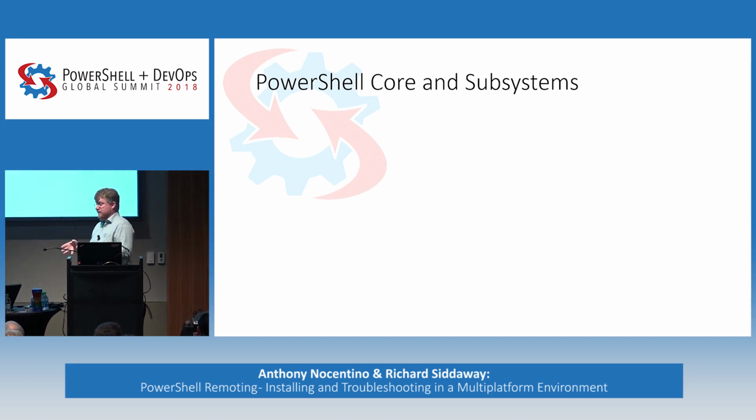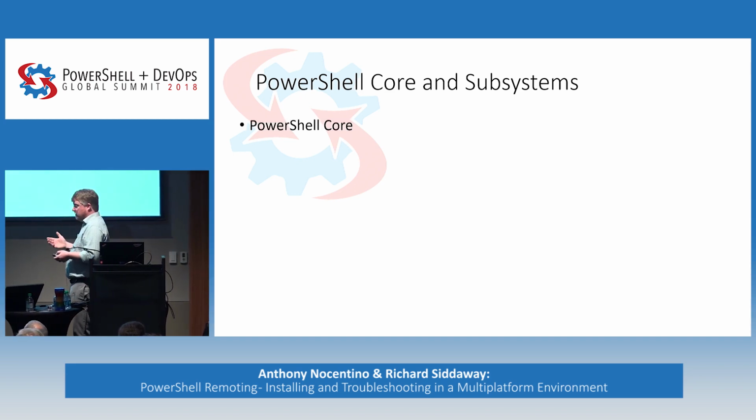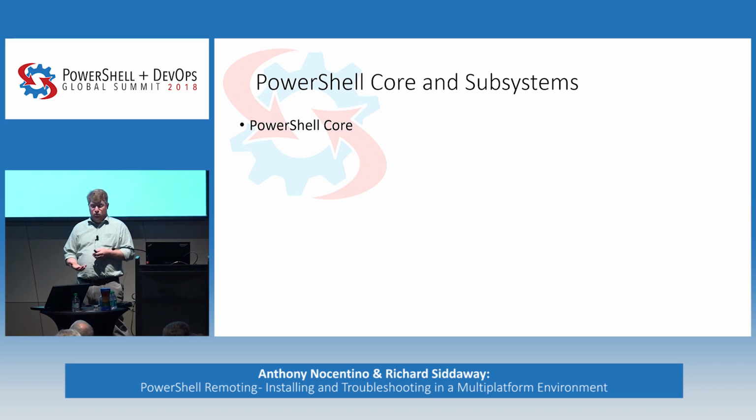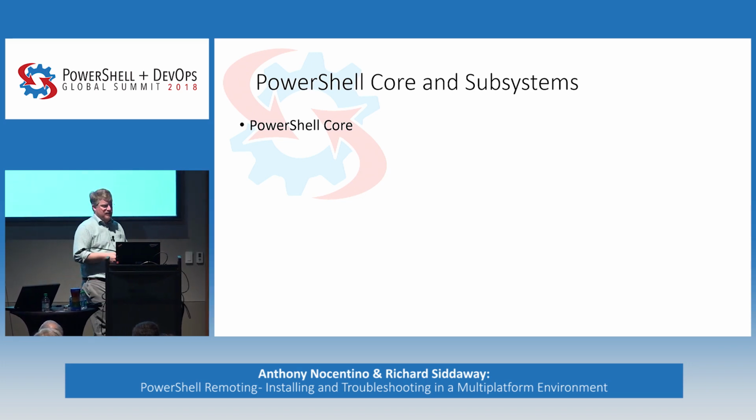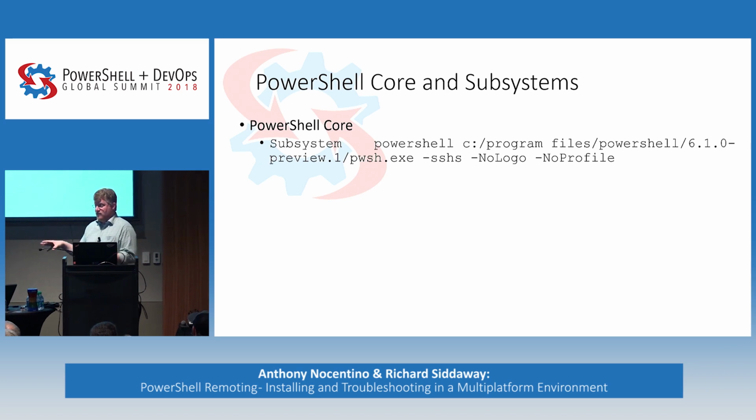So, PowerShell Core and subsystems. This is how we're going to bring this stuff together. We're going to configure PowerShell Core such that it can talk to OpenSSH. Actually, really, it's the other way around, but whatever. In that sshd configuration file, you have the keyword Subsystem.